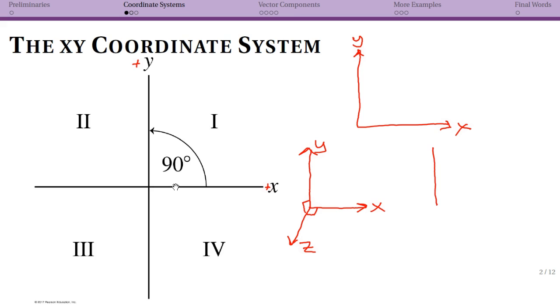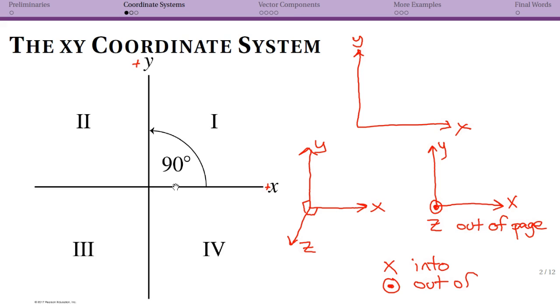Another way of doing an xyz coordinate system is again x, y, and then we say that z is this dot, which is out of the page. So, or in this case, board, computer screen, whatever. And so we can use x's to represent into, like you're looking at the tail of an arrow, and these dots, usually within a circle, to represent out of. So we won't normally be working with three-dimensional coordinate systems in this class, but in the second semester of physics, three-dimensional coordinate systems come up a lot. So I wanted to cover that right now.